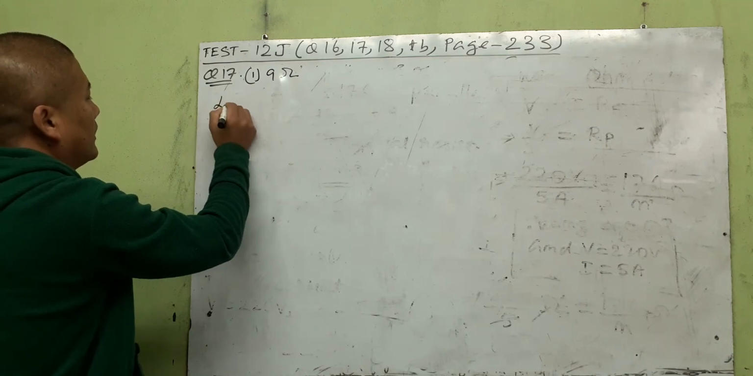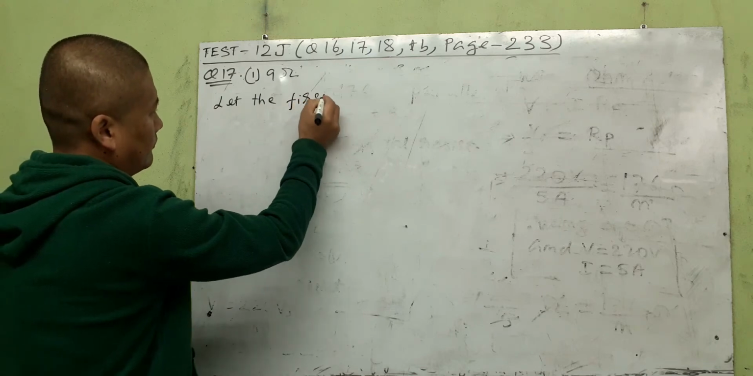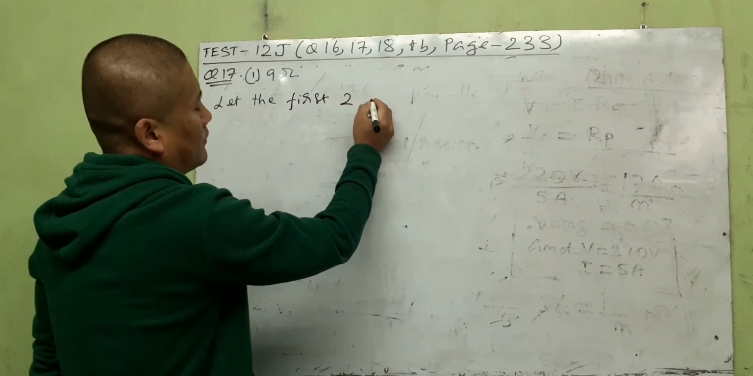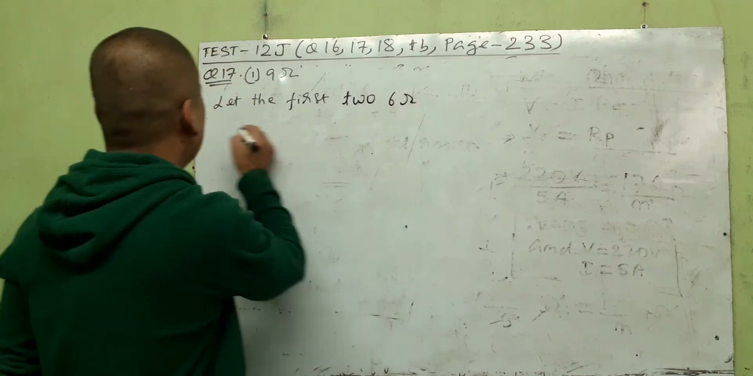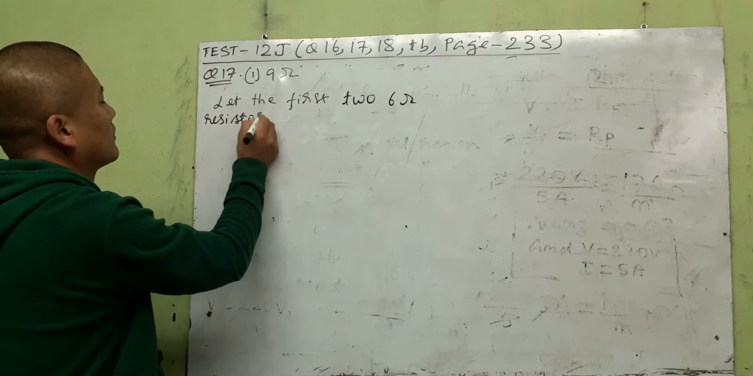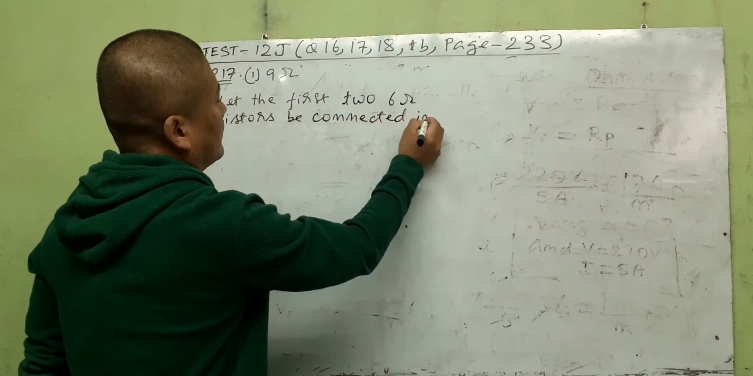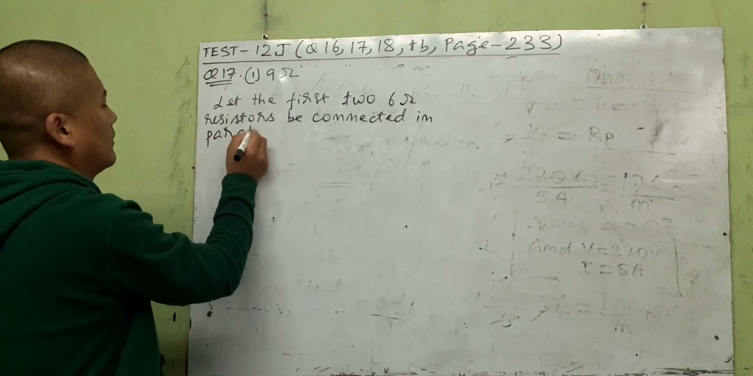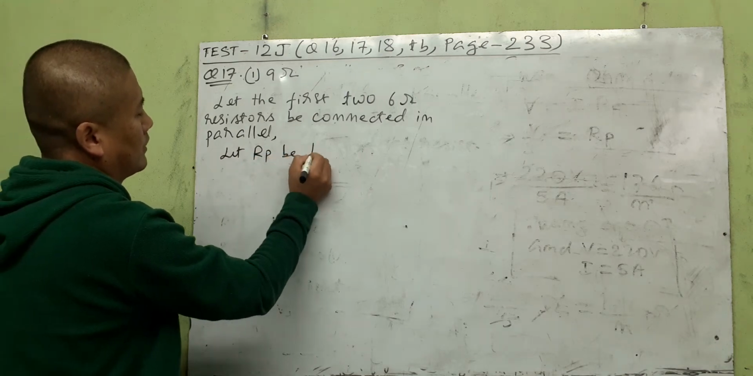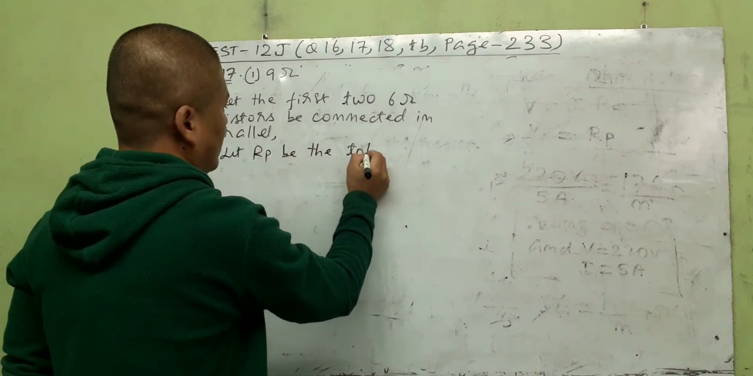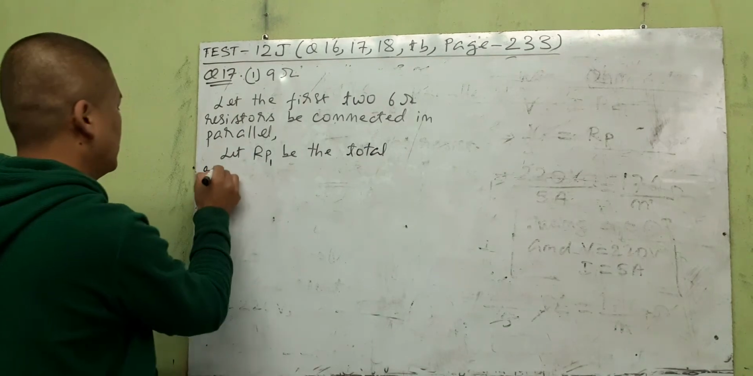So for this, 3 resistors are given. So let the first two 6 ohm resistors be connected in parallel. So let RP be the total here, RP1 if you want, total resistance.